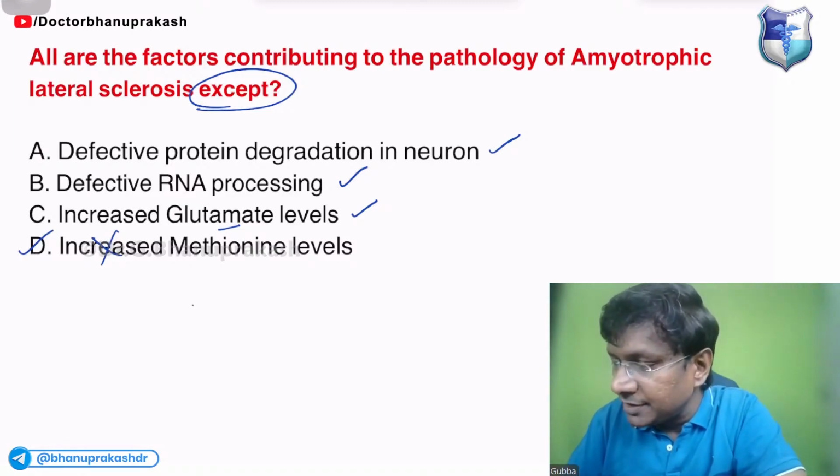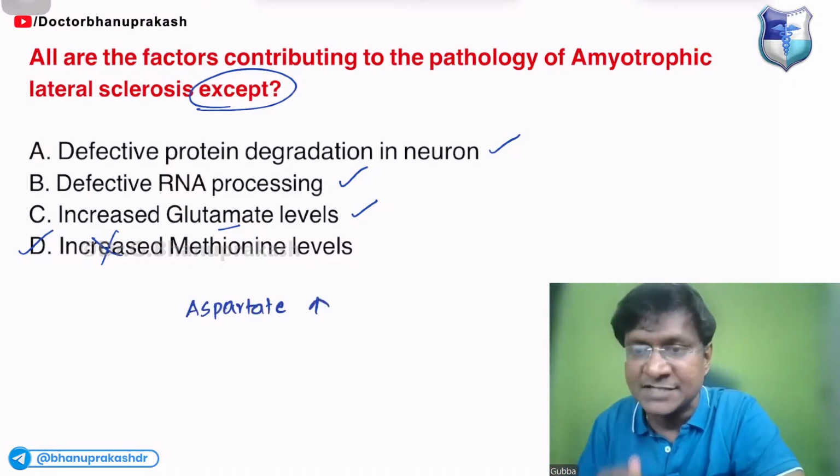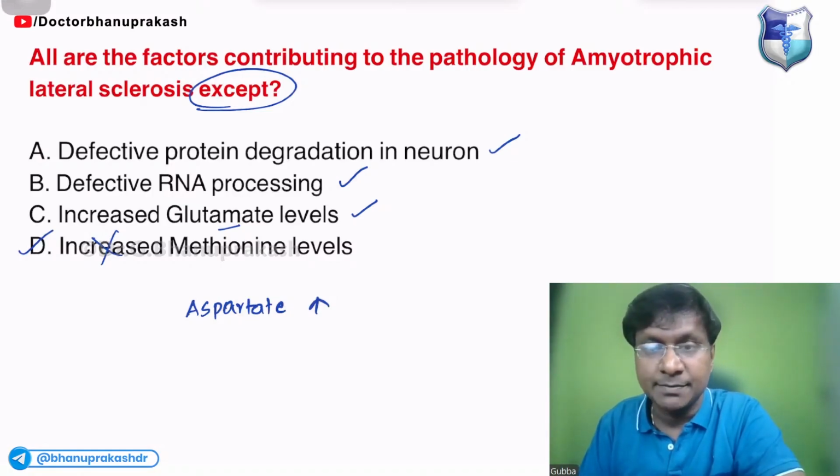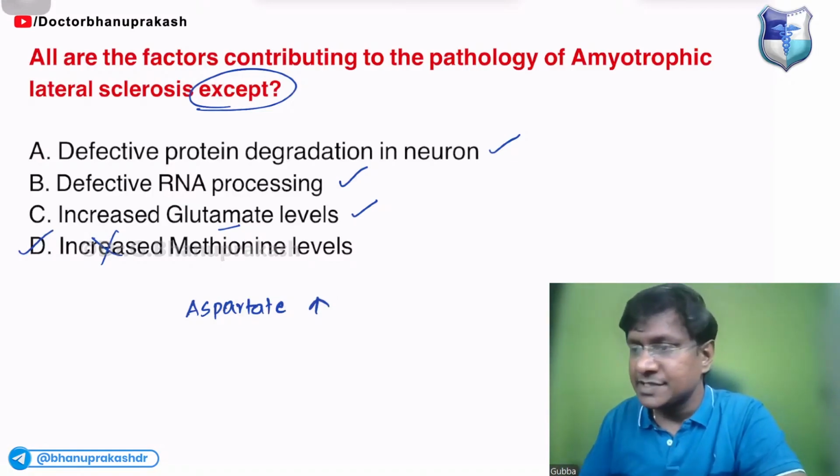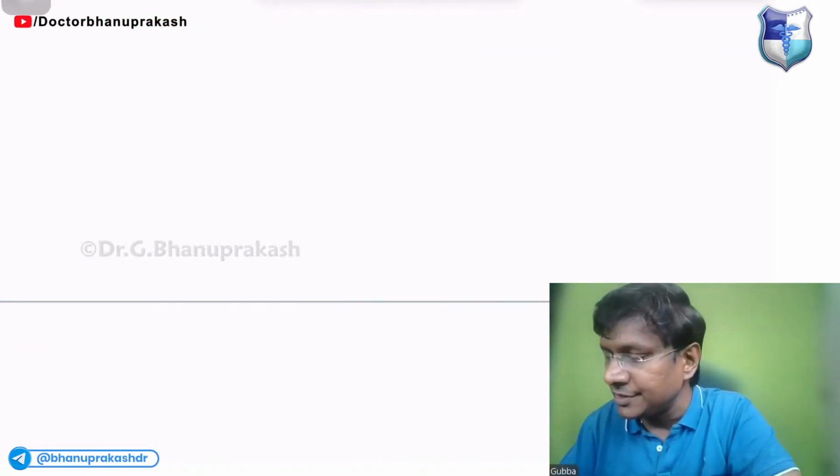And one more important substance that will be elevated in patients with the amyotrophic lateral sclerosis will be aspartate. There will be increased glutamate and there will be increased aspartate. Both of these are the excitatory neurotransmitters. Let me discuss in detail about the motor neuron disease.